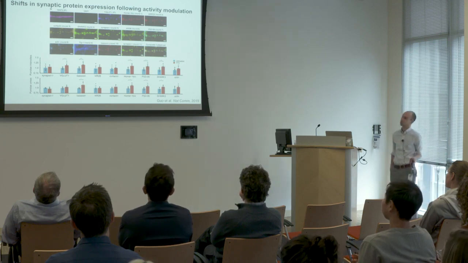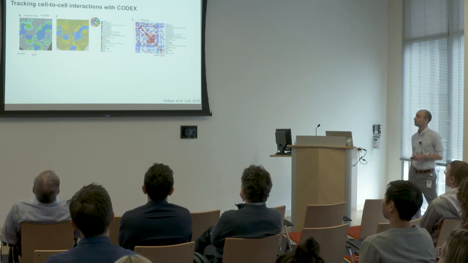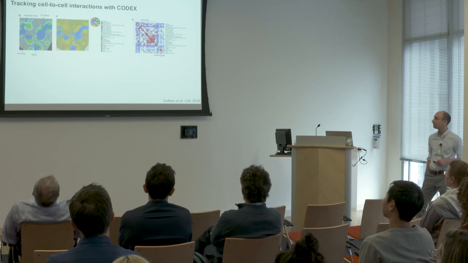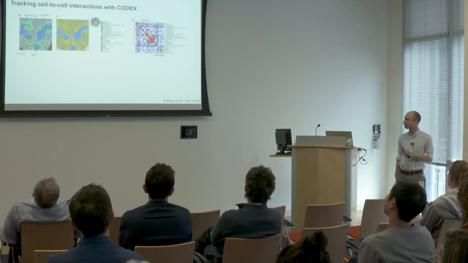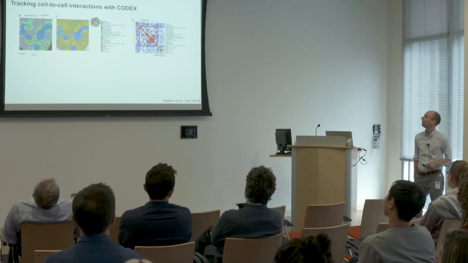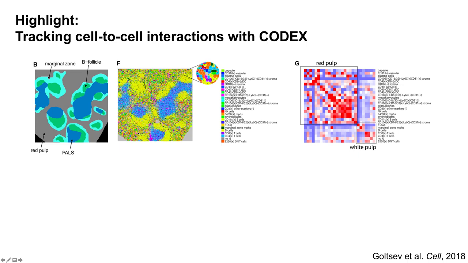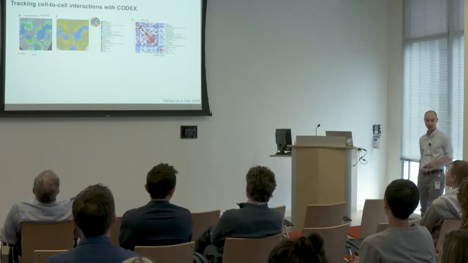Another approach, switching back into the cancer domain or into the immunology domain, is that you can track cell-to-cell interactions. This is work done in spleen, where a 40-plex panel, 36 or 40, something like that, was used to map out all of these cell types within the mouse spleen to find cell-to-cell interaction rates based on physical proximity of these cell types.